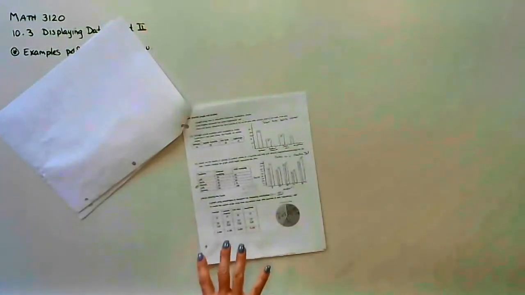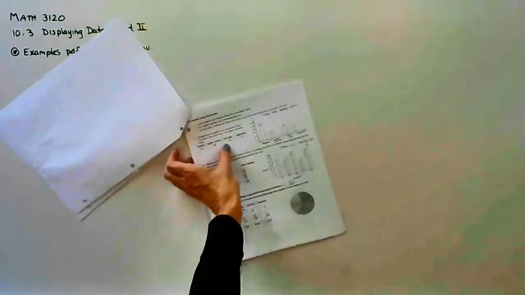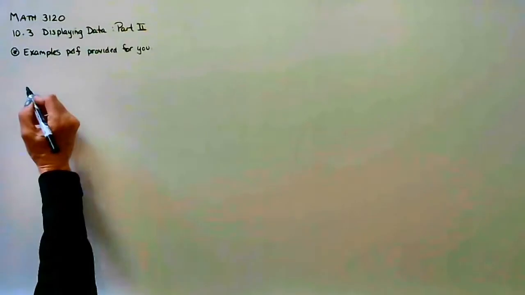So if you've already printed out these examples or you have that PDF available, I'm going to continue with the last couple of ways of displaying data that we're going to go over. So we're going to take a look at three more ways to display data. In this video, we're going to take a look at line graphs, scatter plots, and trend lines, okay?